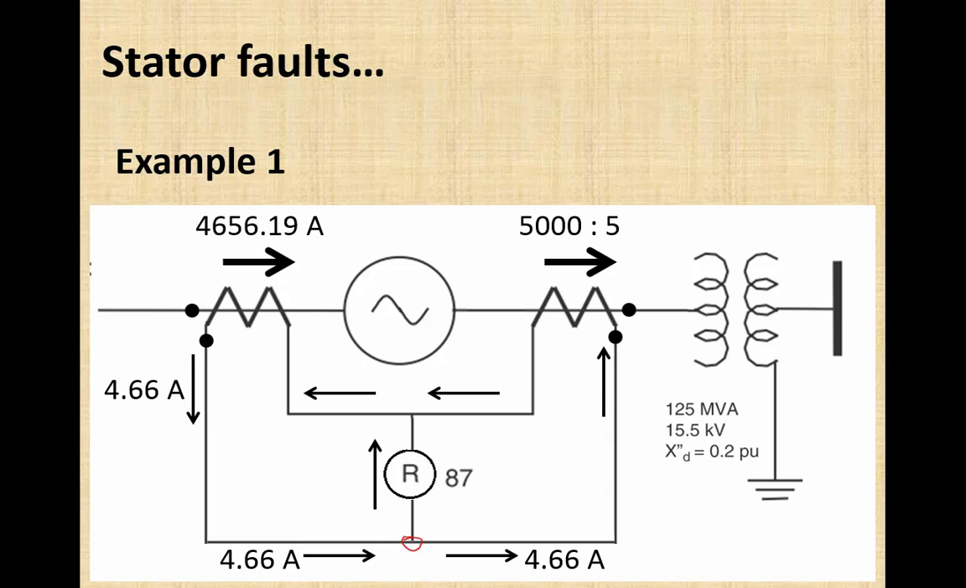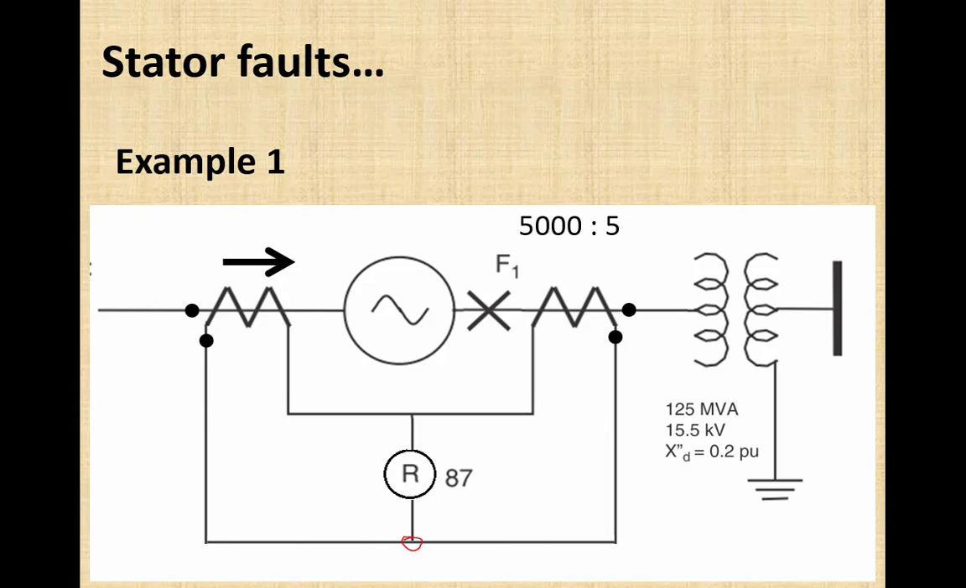So the total current flowing towards the differential relay will be 0. So the relay would not operate in that situation. Now let's see a three-phase short circuit fault right inside the zone of protection of this differential relay, at F1.